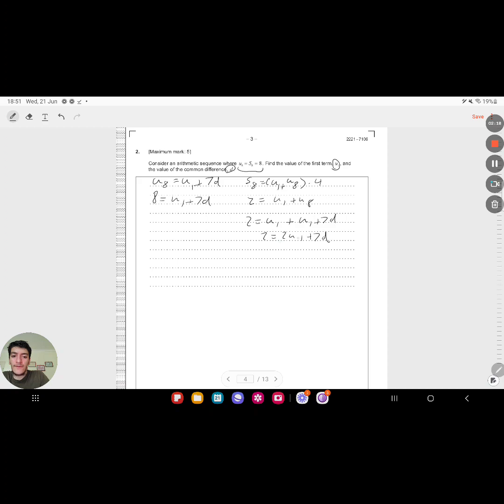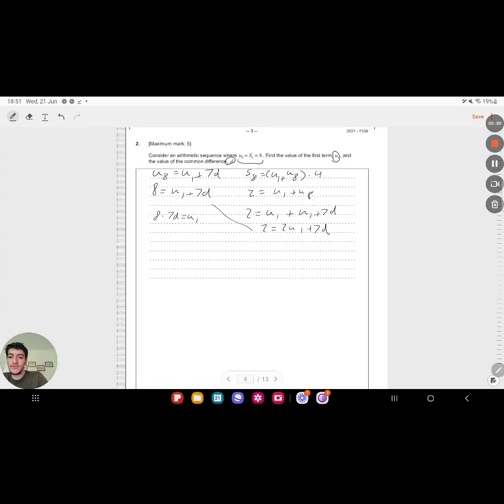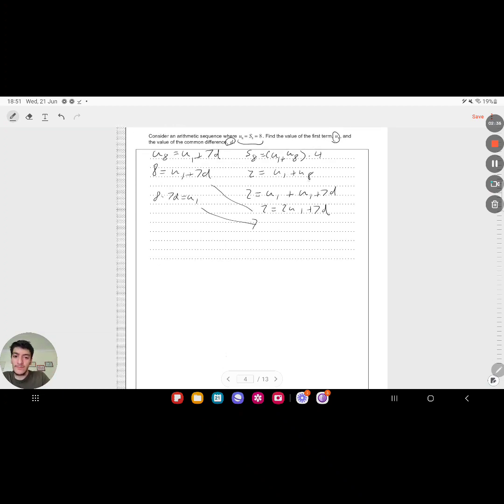Now we need an expression for U1 or D. Now we actually have simultaneous equations. So what's the easiest way? I think just 8 minus 7D equals U1. So now I'm just going to put that back in. Now, I could do this question wrong, but this is sort of the thought process. See now I've put in U8. Now I'm thinking I've got two variables, I have another equation, put it in.